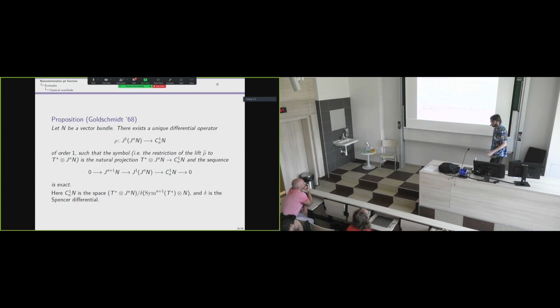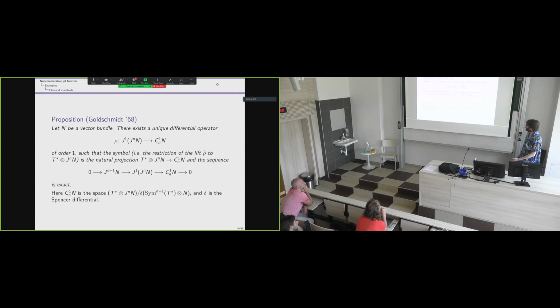Now, for higher order jets, we need some structure theory. In particular, there are these nice results from Goldschmidt, Quillen, and Spencer, who also worked on jets using mostly homological algebra from the 60s. And there is actually a differential operator in one of Goldschmidt's papers, which he calls ρ, that characterizes the J+1 jets inside the J1 of the J jets. And he proved that this operator is unique.